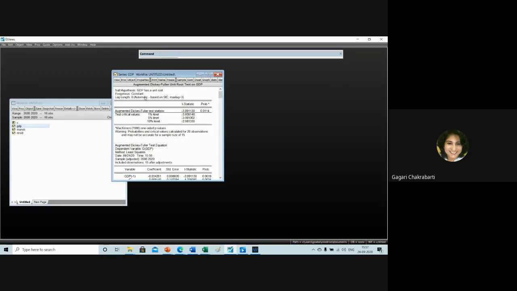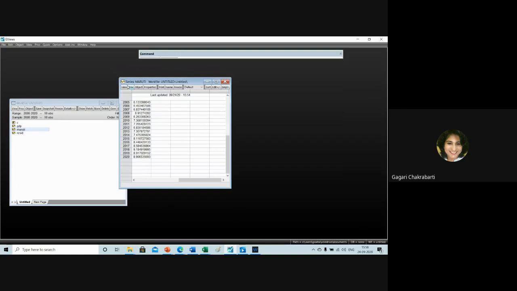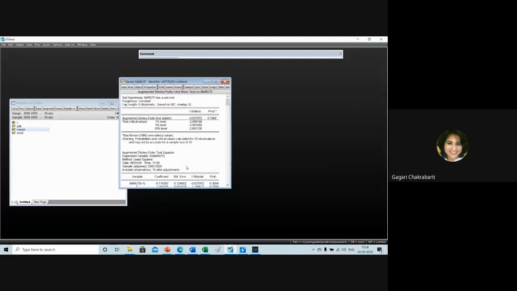So GDP is actually I0 or I1, integrated of order 0 or integrated of order 1. If it is stationary, I0. Okay, so GDP is I0. Now just go to the other one. GDP is I0, but prices actually will never be I0. See, prices will be I1 always.